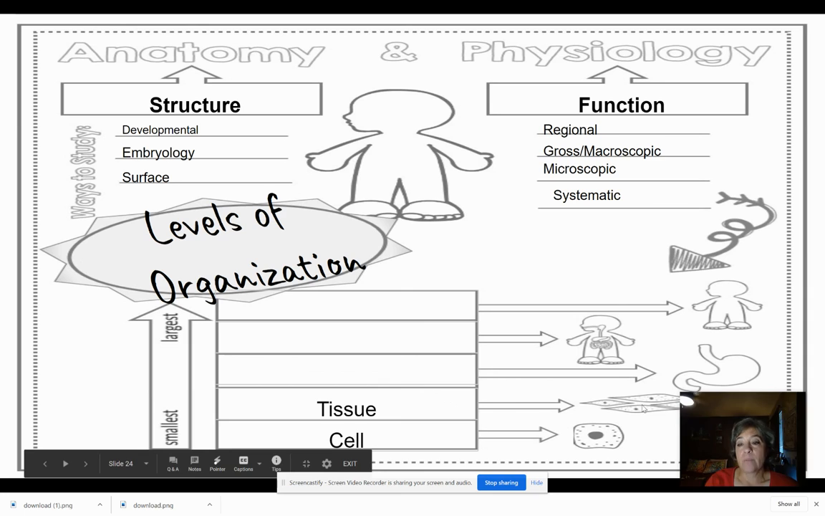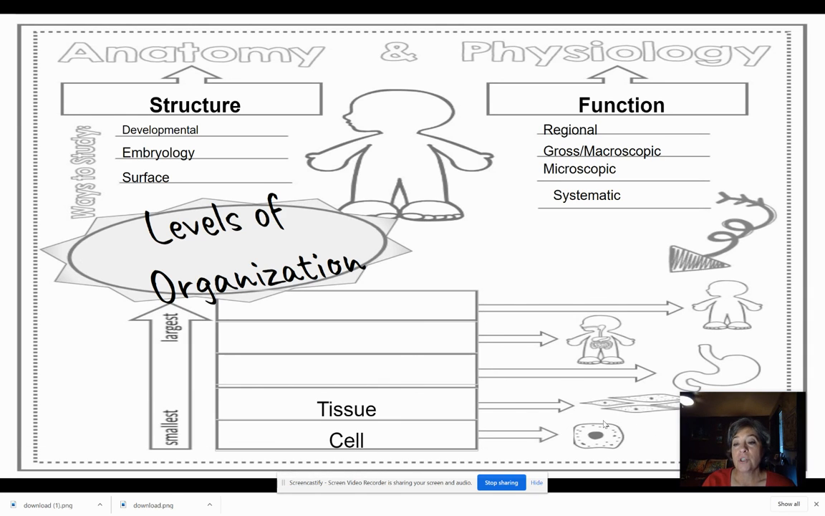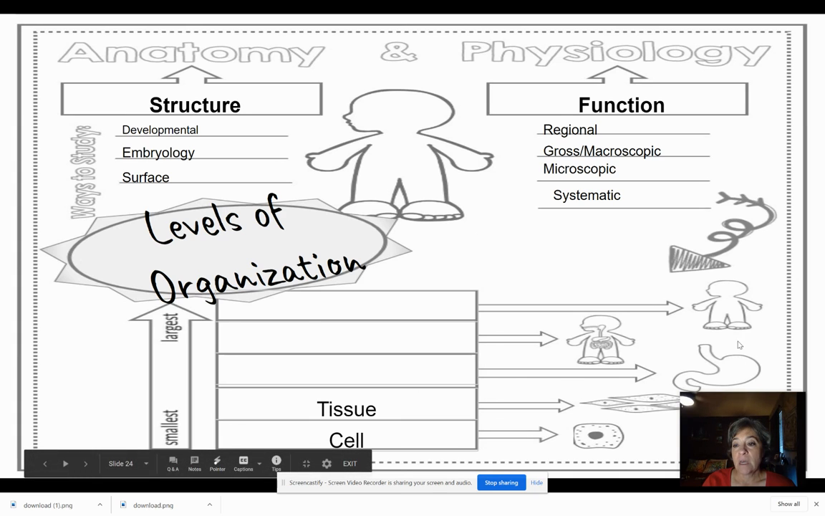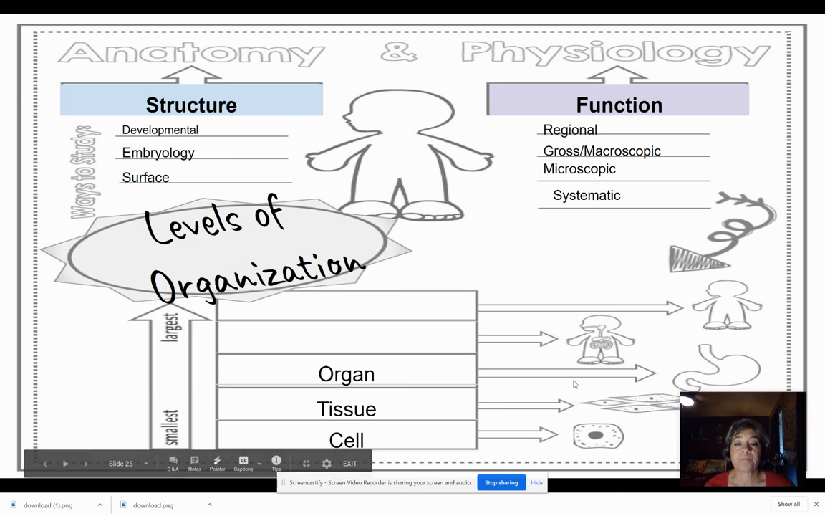The next level up, when you have a bunch of different tissues working together to perform a specific function, then you're at this level, and this is an organ. An organ would be something like what is pictured here: stomach, your brain, your eye, your skeletal muscle, your lungs. Those are all organs. They're made up of different tissues working together to perform a similar function.